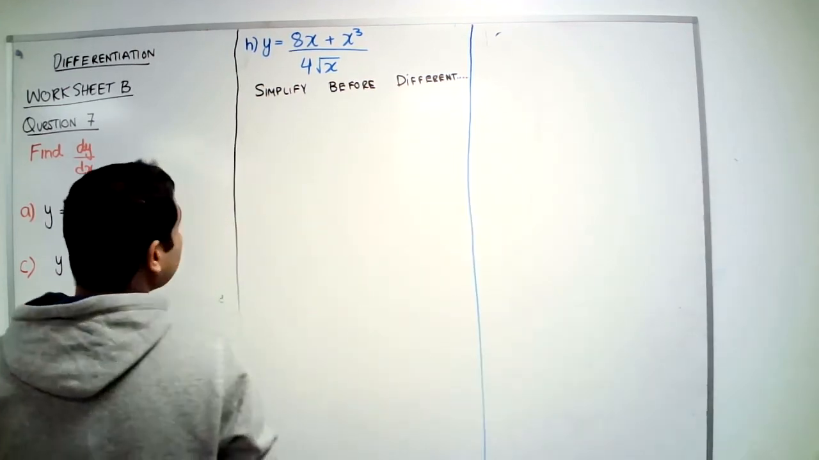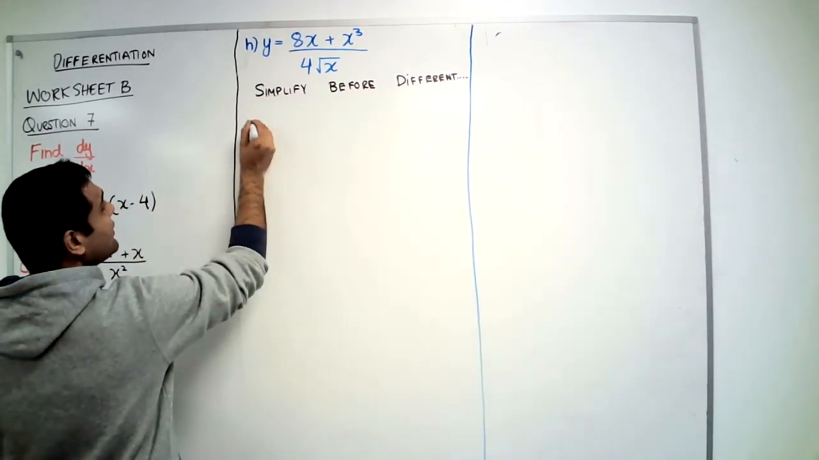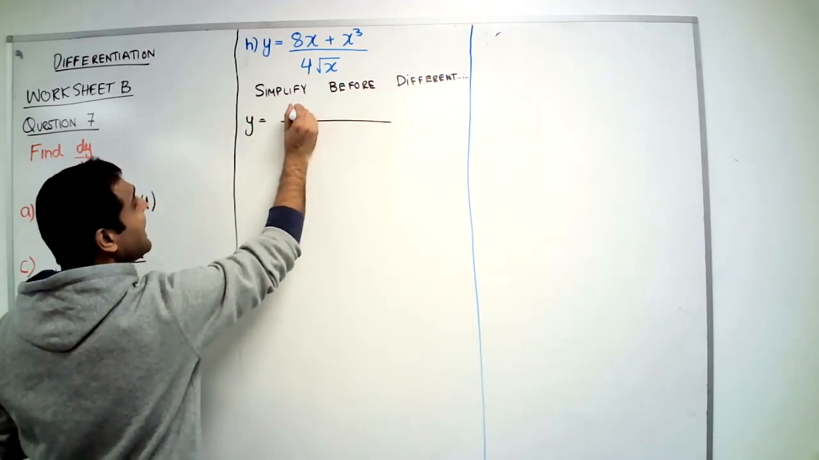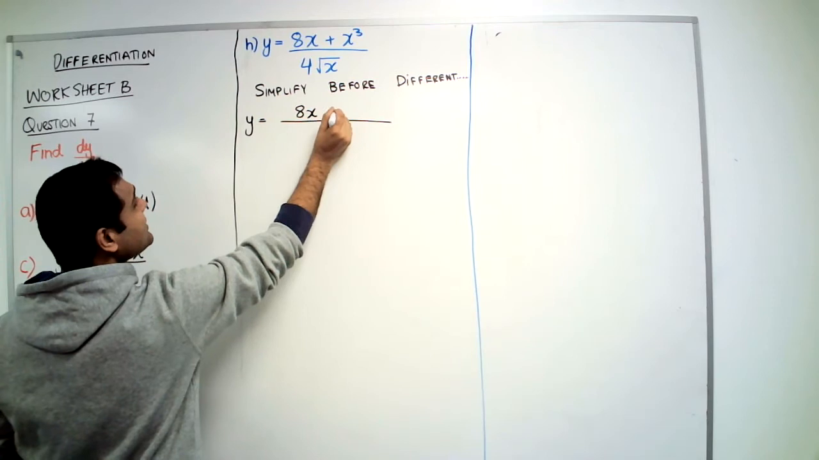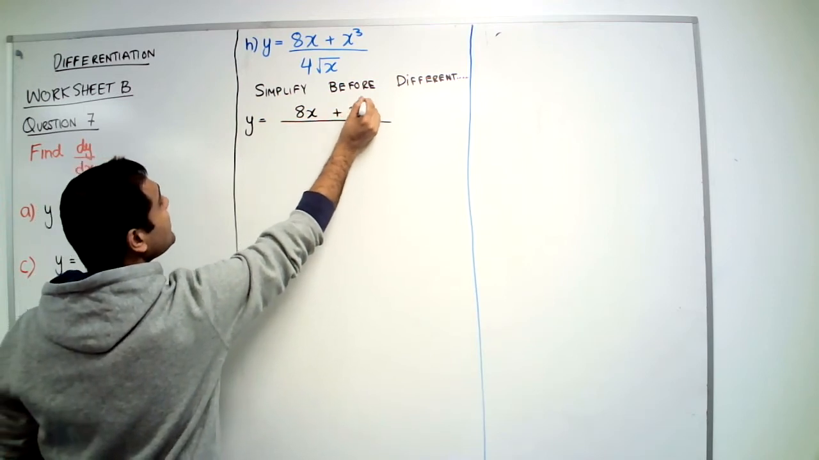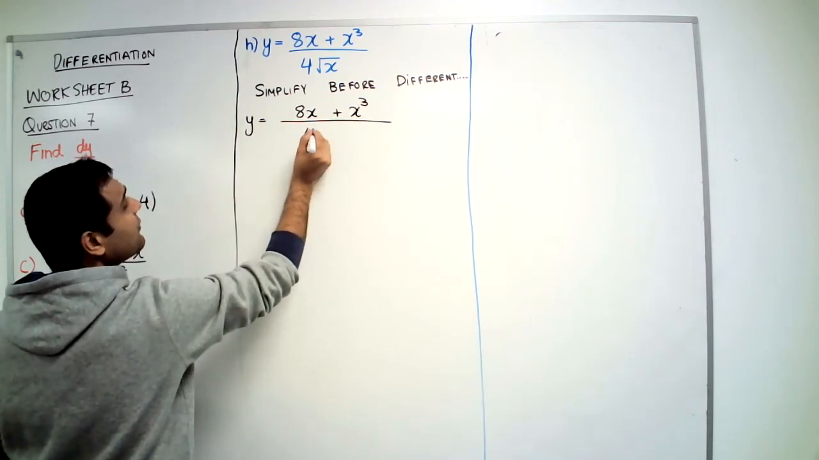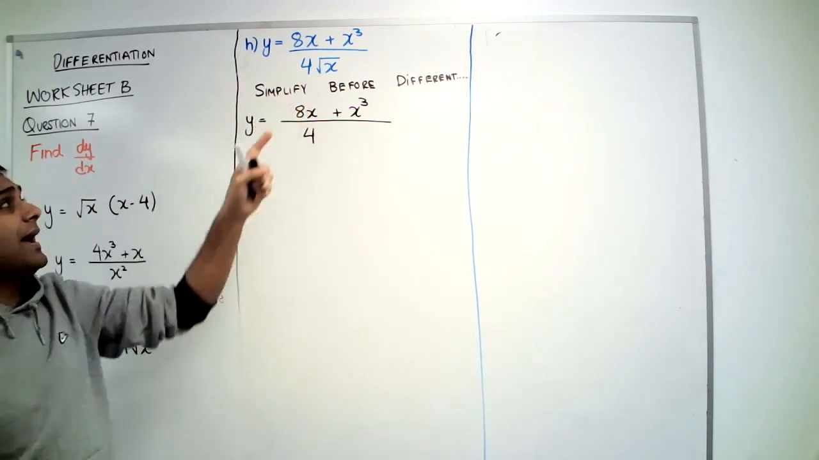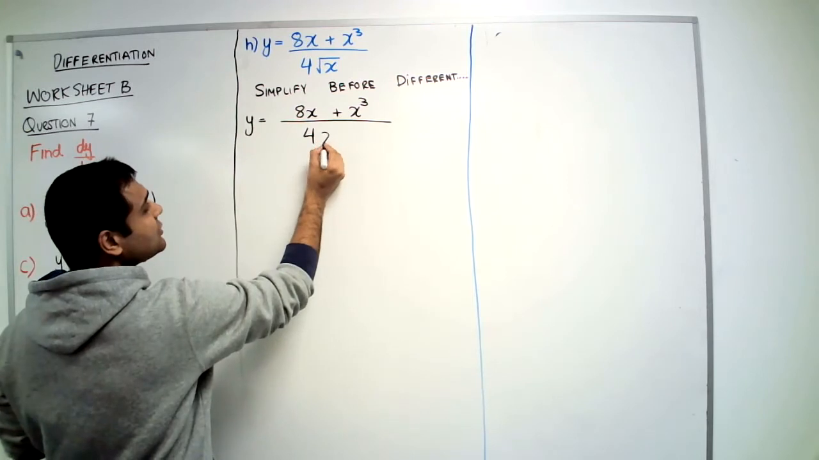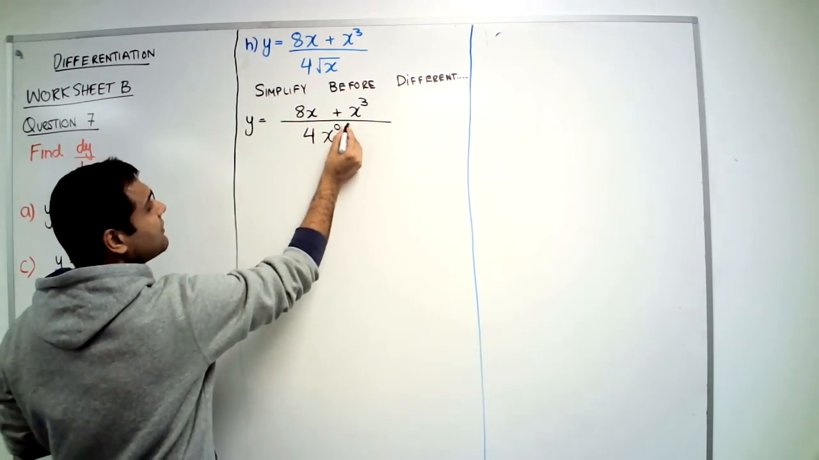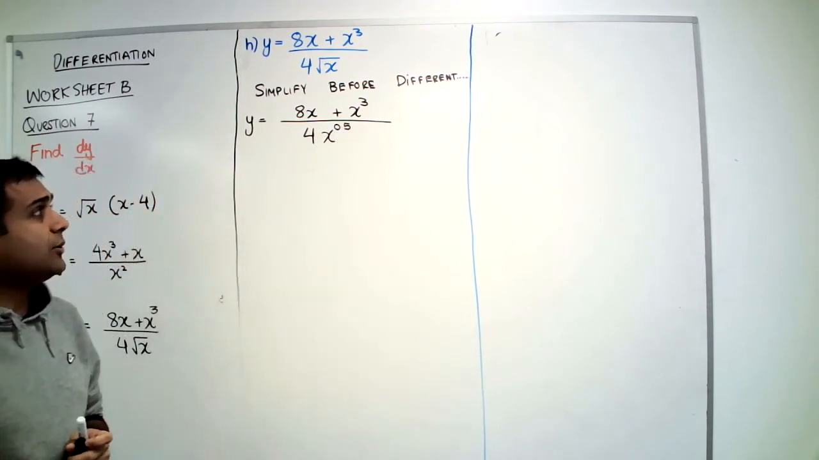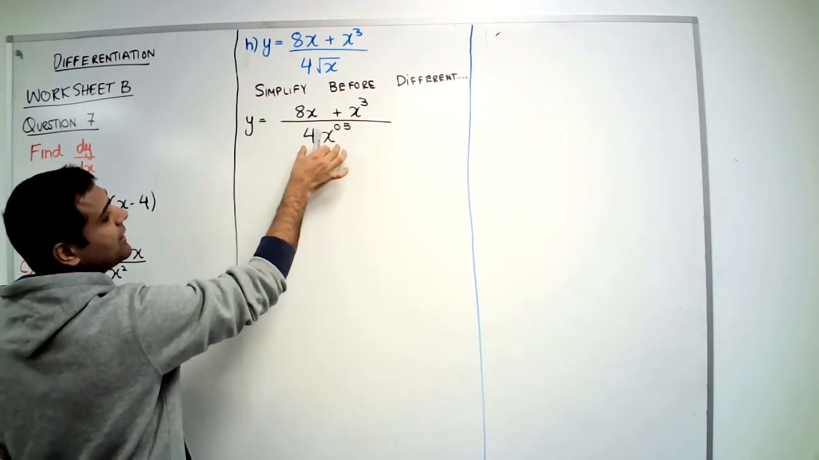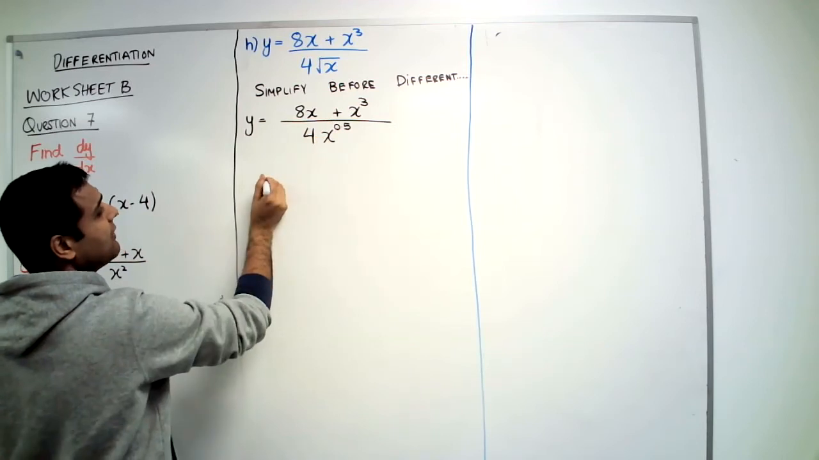Okay, to simplify that one, first thing you need to know is this is a y. The top is as it is, 8x plus x cubed, and that becomes a 4. This is square root of x. Square root of x is actually x to the power of half. I'm writing half as 0.5. Now you need to divide everything by this denominator, 4x to the 0.5.